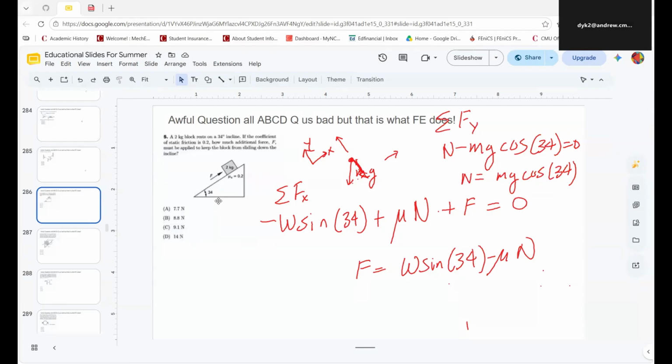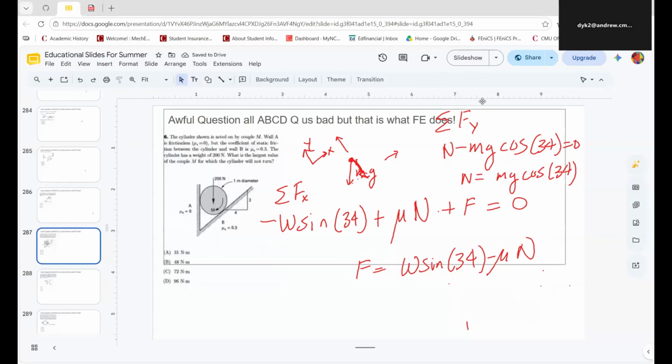So 2 multiplied by 9.81 multiplied by cosine 34 is about 16 newtons, multiplied by 0.2 is about 3.2. The weight of the block is 2, so 2 multiplied by 9.81 multiplied by sine 34 is about 10. So 10 minus 3 equals 7.718. So it is A. Good job.